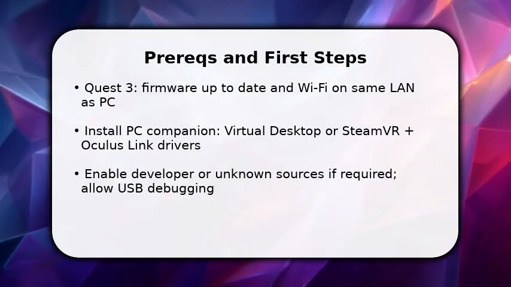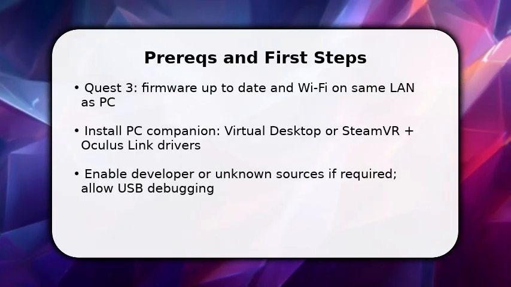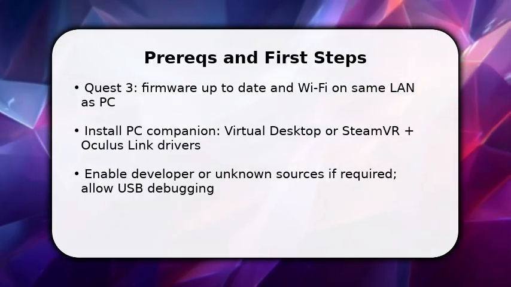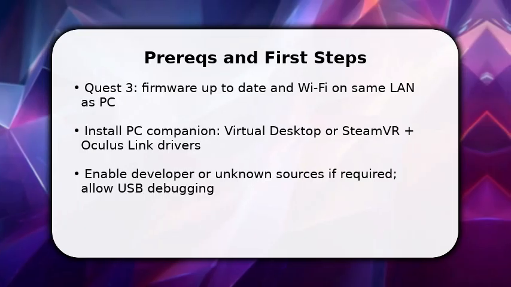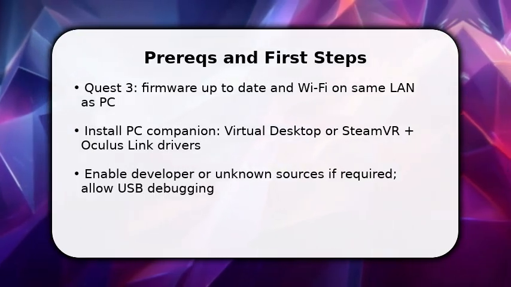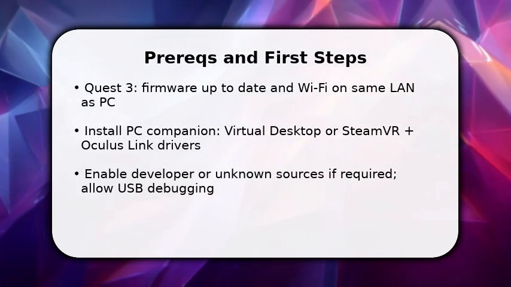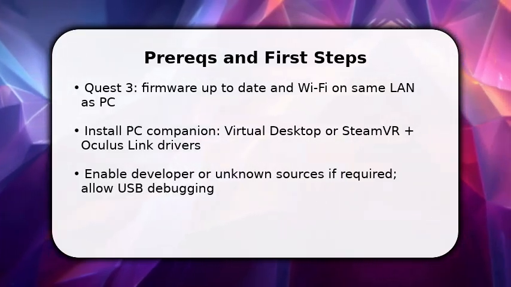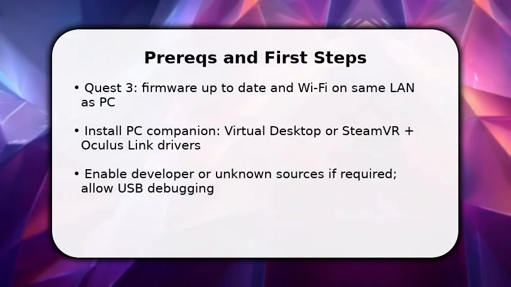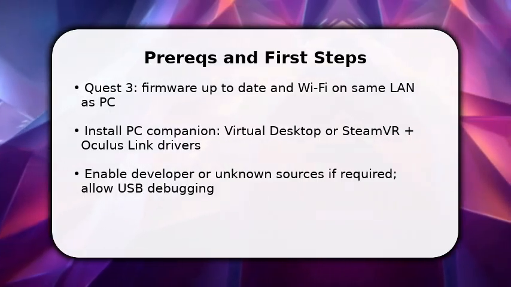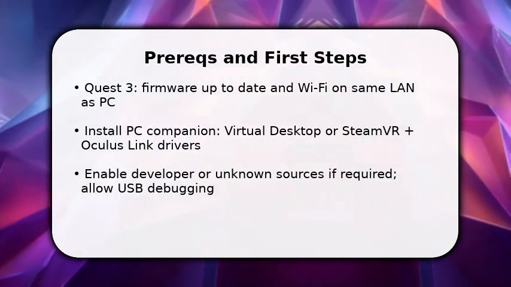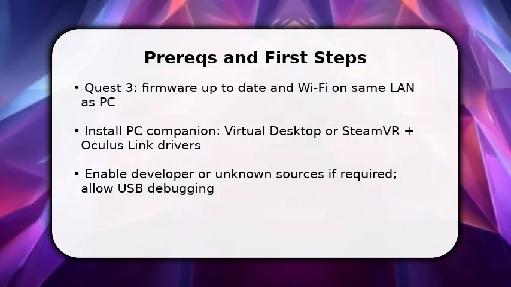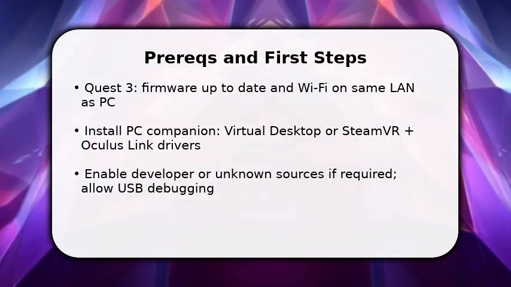You start by confirming prerequisites. Your Quest 3 and PC must be on the same network and the headset firmware current. Once done, install the PC side app. Virtual Desktop streams easiest, or use Steam VR with Oculus Link drivers for wired. Make sure to enable the necessary permissions on both devices. If asked, allow unknown sources or debugging. This gets you straight into the connection phase without wasting time on basic setup.